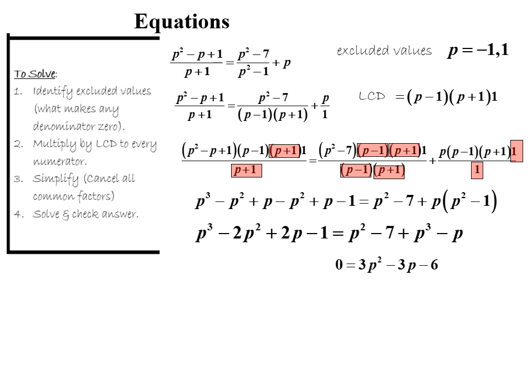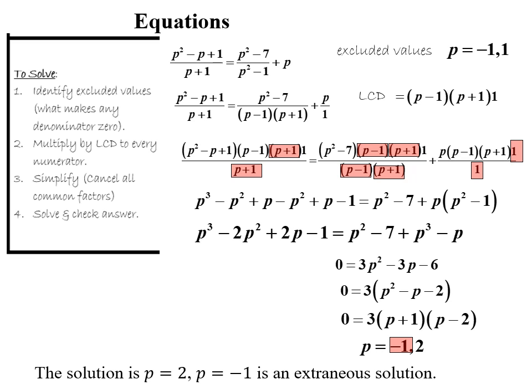Factor, because it's quadratic, can pull out a 3, and then p squared minus p minus 2 factors into p plus 1 times p minus 2. What makes each of those 0 is negative 1 and 2. Here's when we look back at our excluded values. Negative 1 gets excluded because it makes one of the original denominators 0, meaning it's an extraneous solution. So our answer, the solution is p equals 2. P equals negative 1 is an extraneous solution. This should help with some of our solving and also working with simplifying some of our rational expressions.